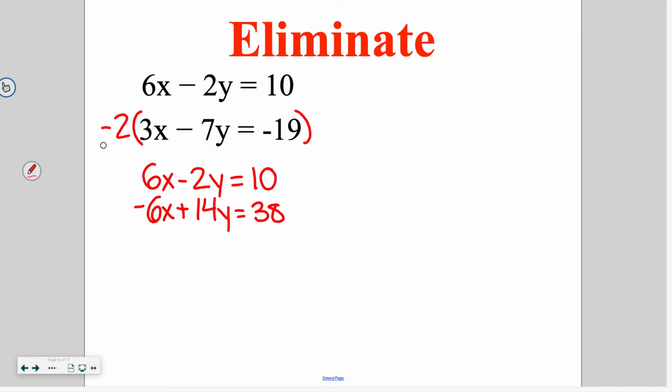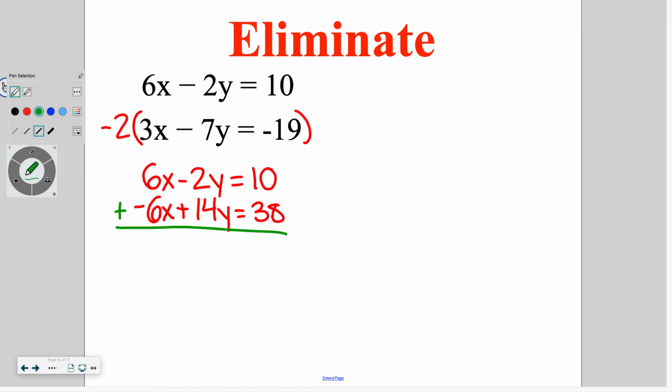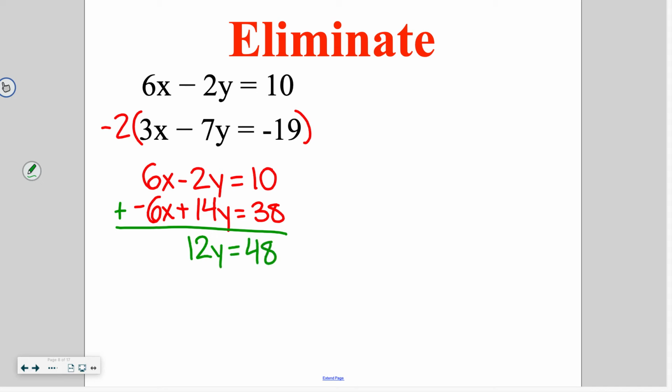Now, why did I change it from a 2 to a negative 2? Personally, I like adding when I try to eliminate. So in order to make it an addition problem, I need my signs on my matching variables to be opposites. So I can now add all of this together. 6 plus negative 6 gives me 0 x's. Negative 2 plus 14 y's gives me 12 y's. And 10 plus 38 gives me 48.